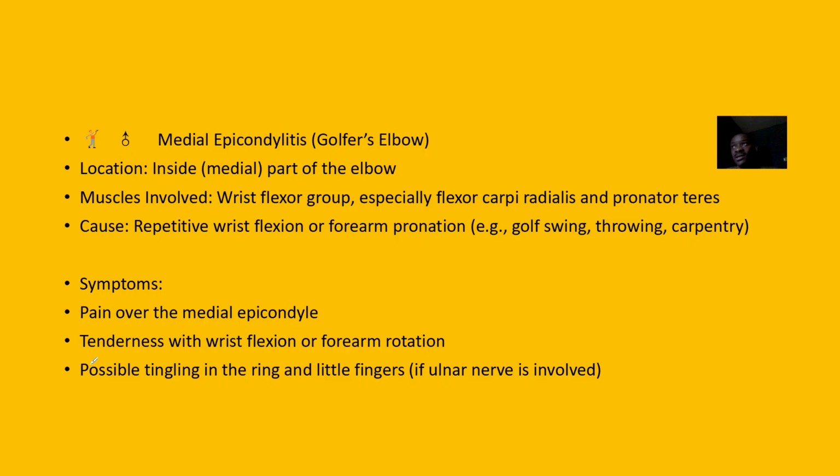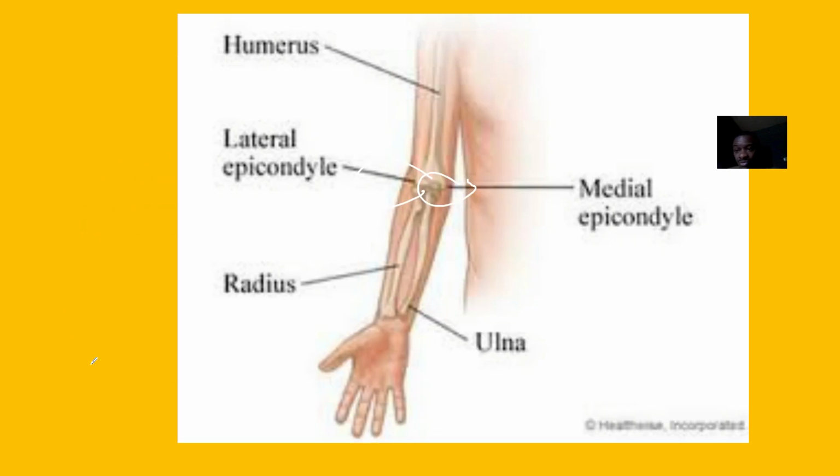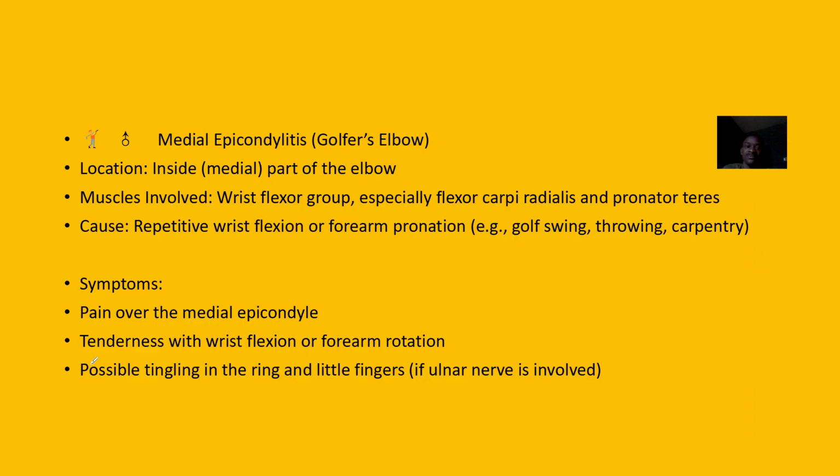Medial epicondylitis is known as golfer's elbow. People that play golf always use that part, and they always have this issue. So the location is inside. The muscles involved are the wrist flexor group, especially the flexor carpi radialis and pronator teres. The cause is repetitive wrist flexion or forearm pronation. Symptoms are pain over the medial epicondyle, tenderness with wrist flexion or forearm rotation, and possible tingling in your ring and little finger. That's if the issue now starts involving the ulnar nerve.